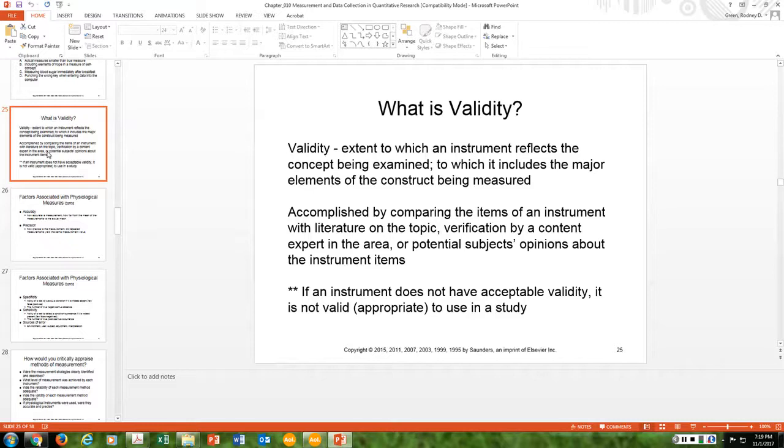What is validity? Validity is the extent to which an instrument reflects the concept being examined. How true to reality is it? The extent to which it includes the major elements of the construct being measured. And validity is determined by comparing the items of an instrument with varying literature on the topic, verification of the items of the instrument by a content expert in the area, or potential subjects' opinions about the instrument items. Now keep in mind, if an instrument does not have acceptable validity, it is not valid or appropriate to use it in a study.